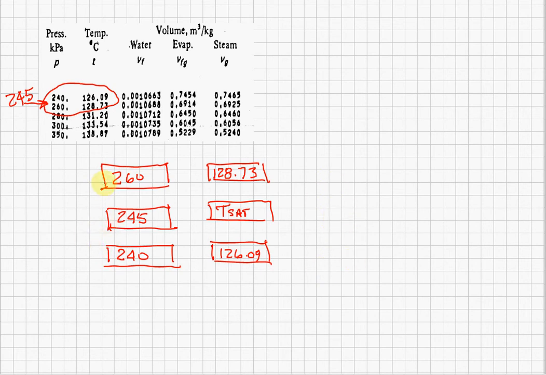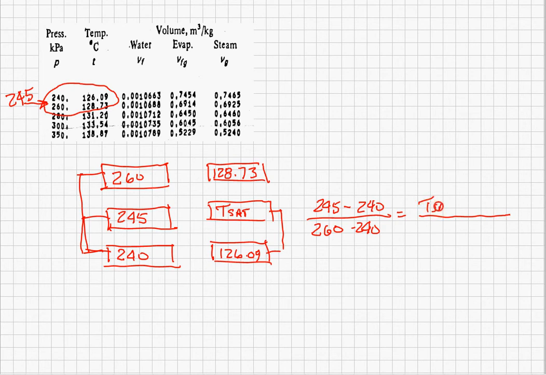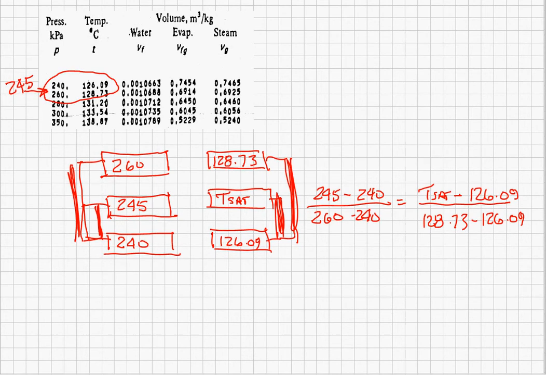Alright, so I'm going to build a ratio equation, and in this ratio equation I am going to first of all take that component of my distance, what I call delta x in the other video. And so that's going to be 245 minus 240. And I'm going to take that as a percentage of the overall span, which is going to be 260 minus 240. And I know that since this is a line, it's linear, that that percentage of that span and this percentage of that span are going to be the same thing. So Tsat minus 126.09 and 128.73 minus 126.09. And so what I've done is I've set up an equation here that says the ratio of this distance to the overall distance is equal to the ratio of this distance to this overall distance on this side. And since it's a straight line, that's going to be true.